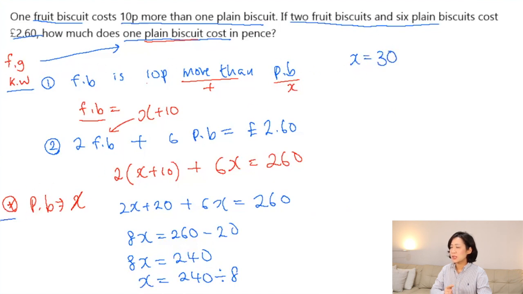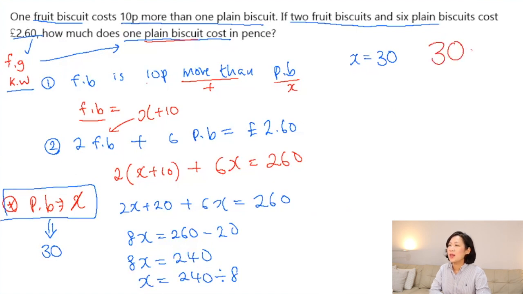30. Now this is important. What you need to do is check your x. What was your variable? That's the price of the plain biscuit, that's 30p. Then also you need to check with your final goal. Actually x is your final goal. Finding the price of the plain biscuit is 30p. Well done.